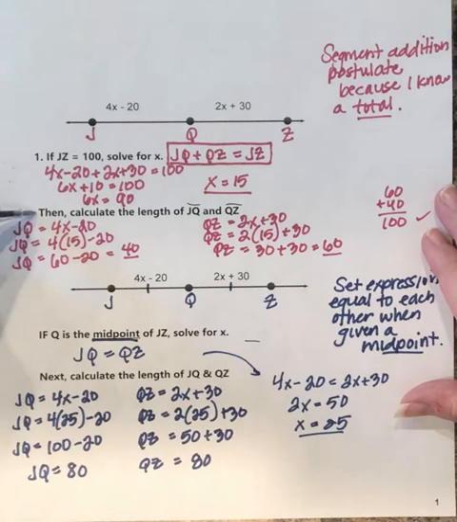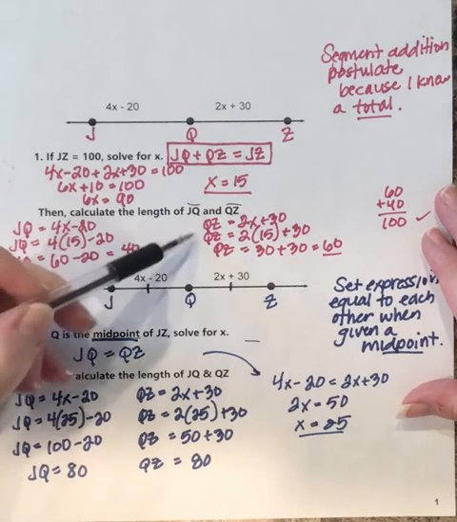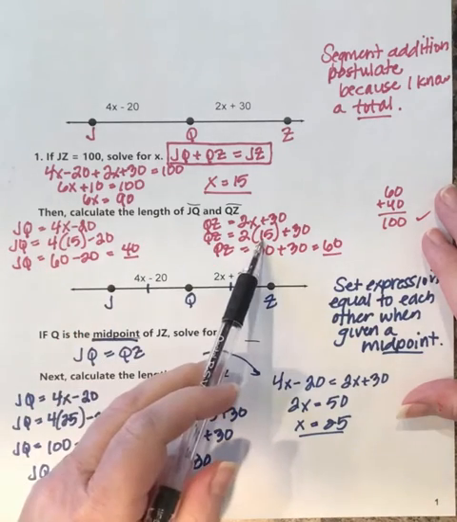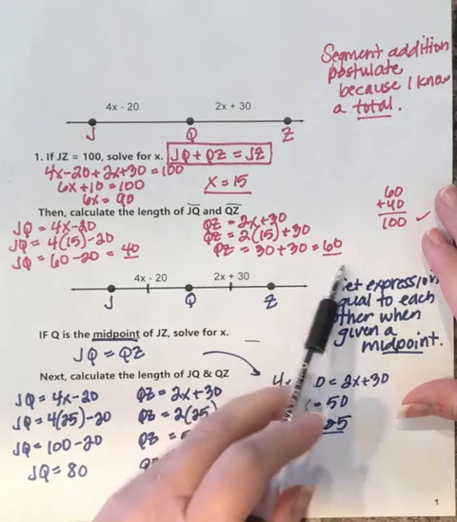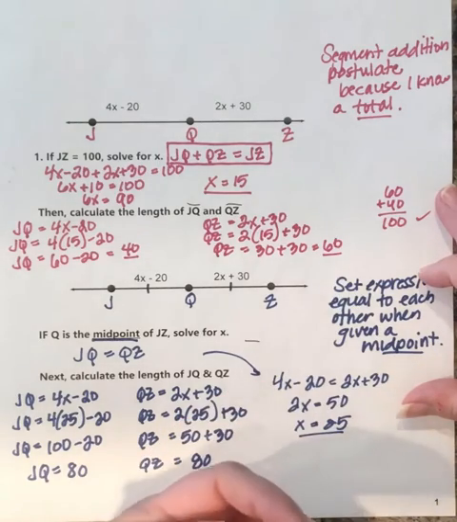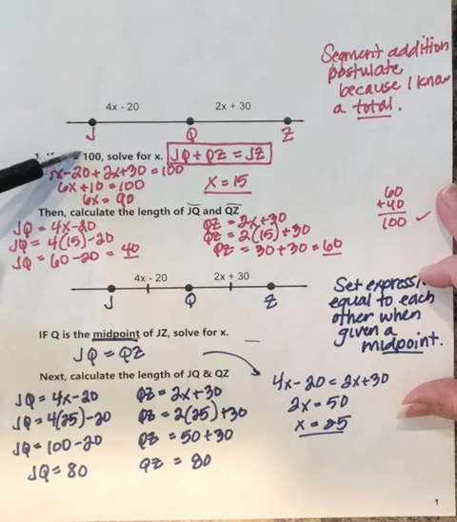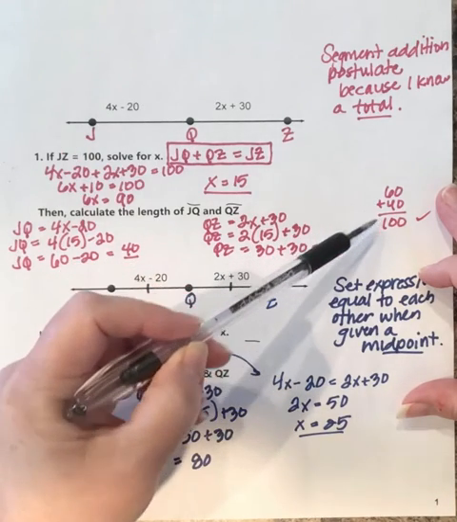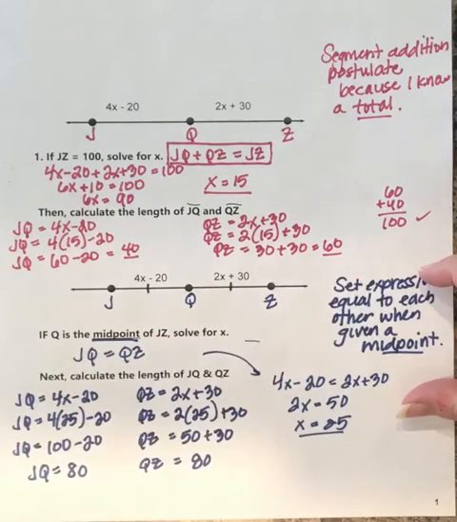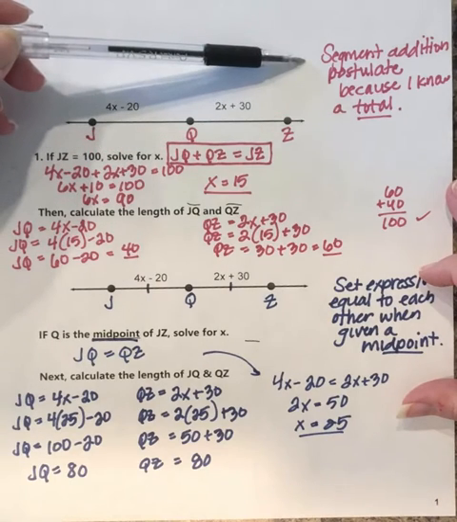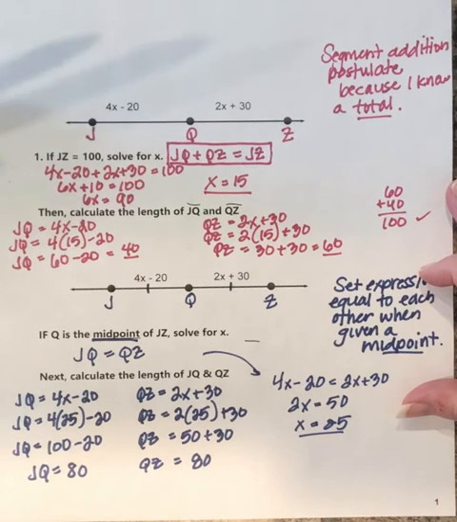So if I'm supposed to calculate the length of JQ and QZ, well again, JQ was 4x minus 20. I just substitute. When I work through the algebra, I get 40. And then I do the same thing over here. I'm substituting in my value, working through it, and getting 60. And again, my check is, since I was given that JZ equals 100, those two separate pieces should add up to 100, and they do. So this problem is good. Again, since I was given a total, I use the segment addition postulate because I know no matter what, that little piece plus little piece equals the big piece.